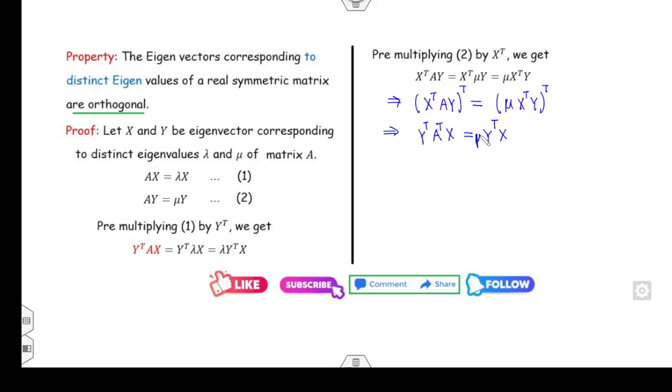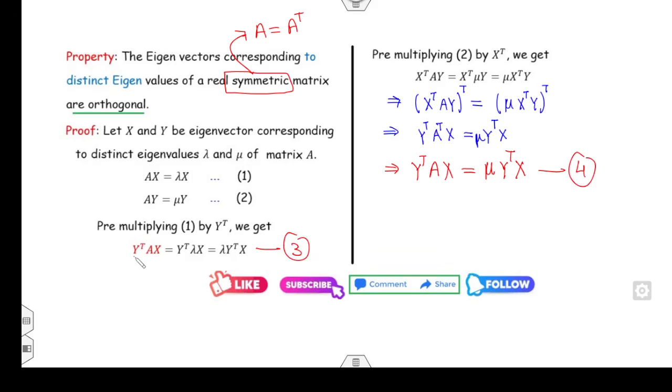Mu is a real number, so that is my mu. Now A is my symmetric matrix. That means A is equal to A transpose. I can use A transpose is my A, which is mu y transpose of x. If I write this as equation number 4, this is equation number 3. Now you can see the left hand sides are the same. This implies lambda of y transpose of x is equal to mu y transpose of x. Fine. That means lambda minus mu of y transpose of x is 0.